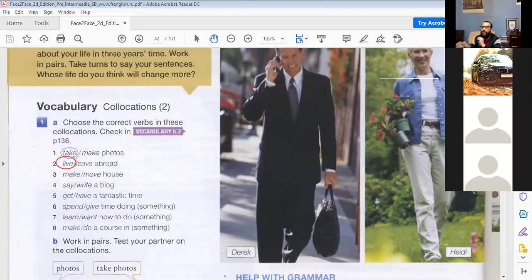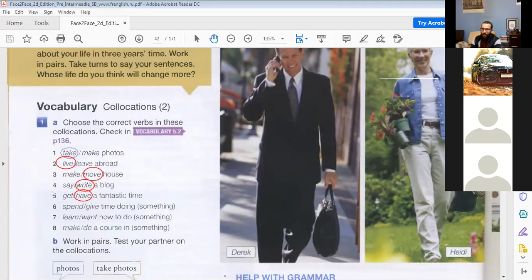Okay, the third one. What do we say? Move house or make a house? Move house is correct. So if you want to move to a new house, to a new home, we say move house. All right. What about number four? Write a blog. Correct, because blogs are on the internet and they're written. What about number five? Have a fantastic time. That's correct. So we have a good time, we have a fantastic time.